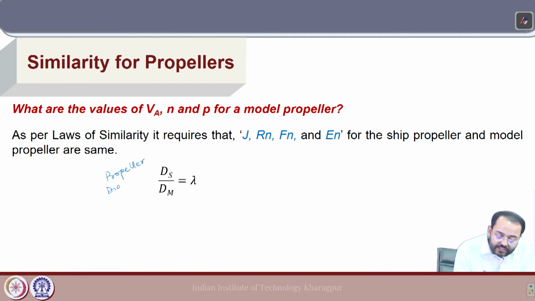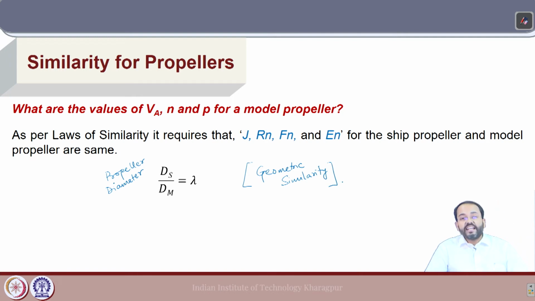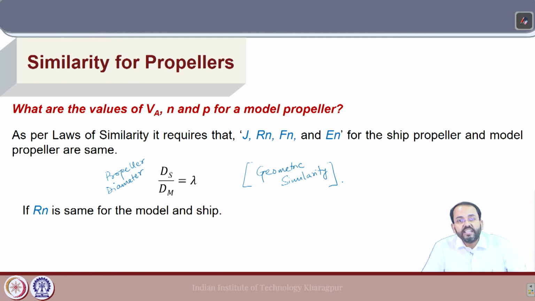So, propeller diameter. So, this is basically geometric similarity, which says that all the dimensions are uniformly scaled between the full scale and the model scale. So, let us consider lambda as the scale ratio.